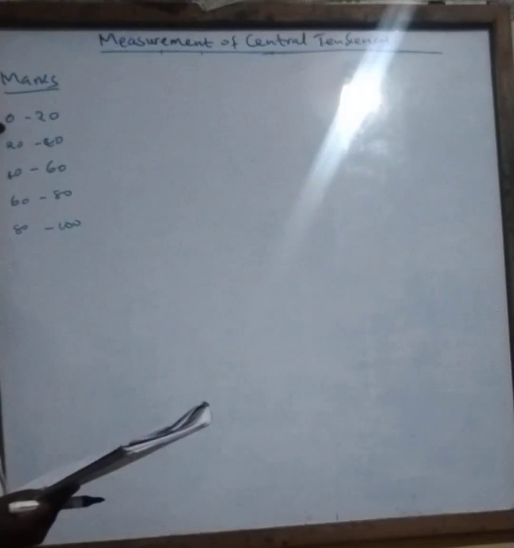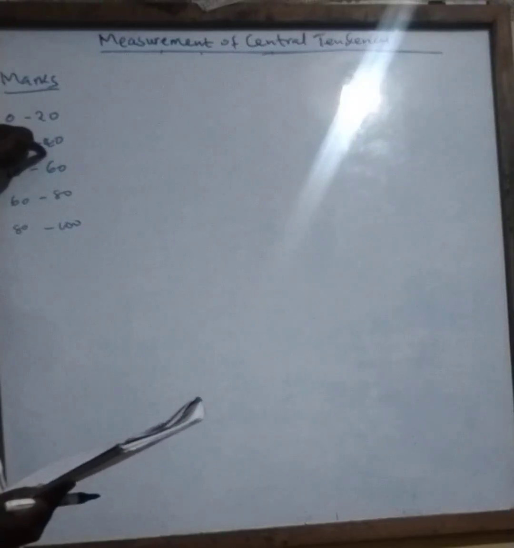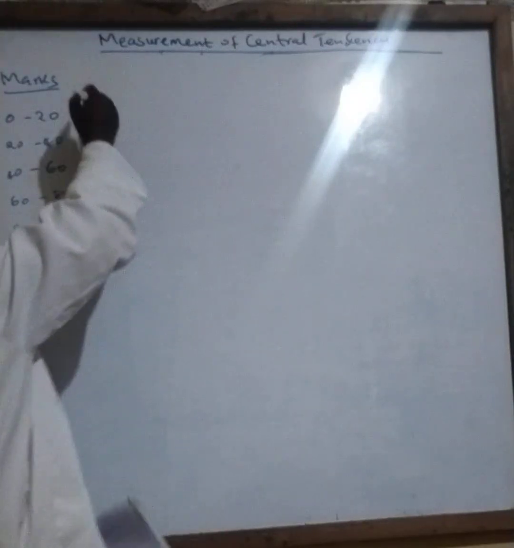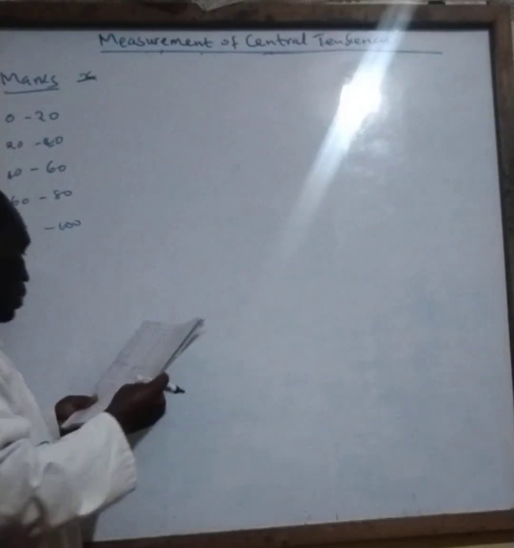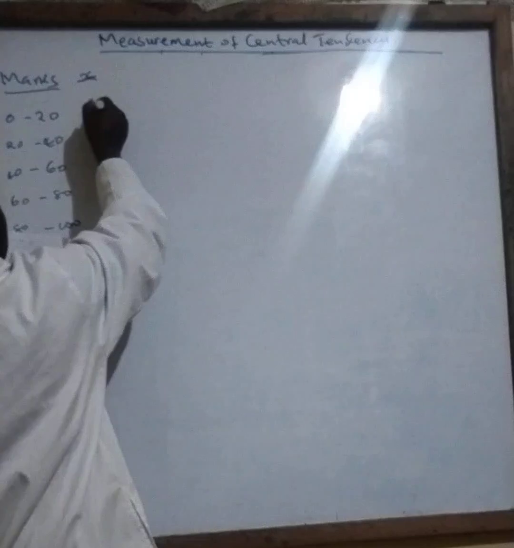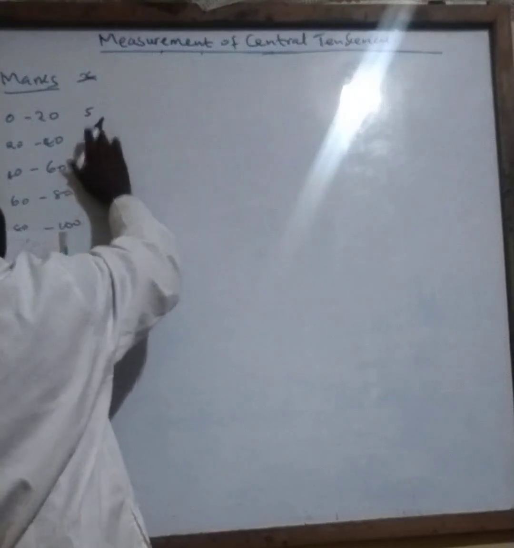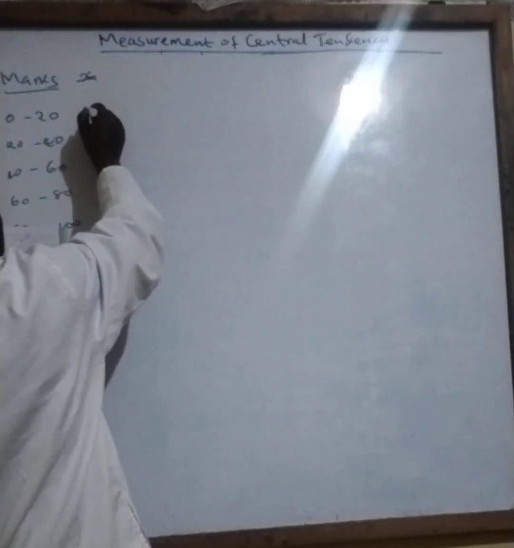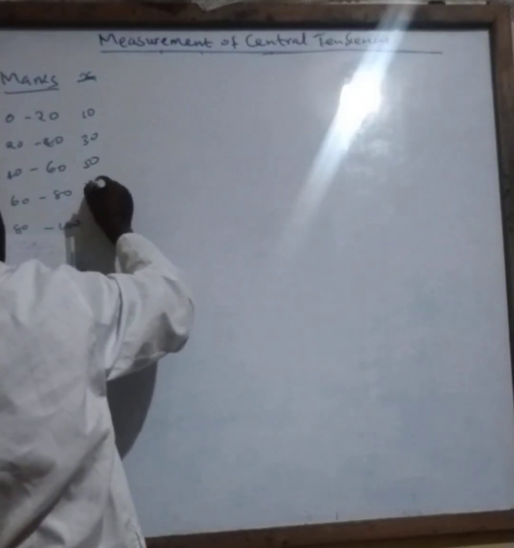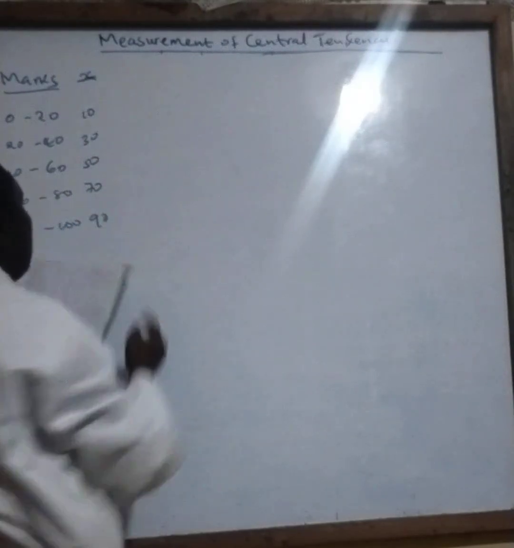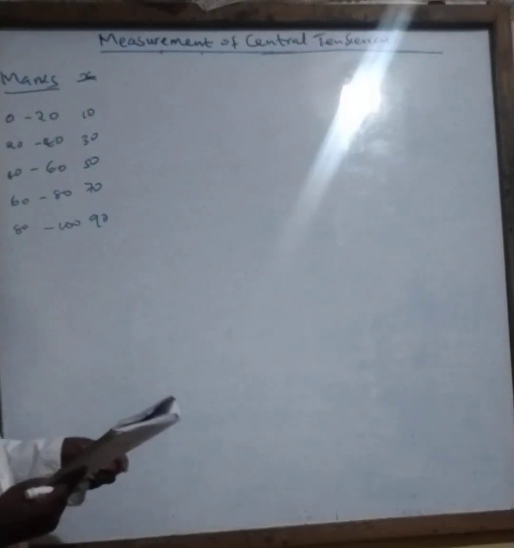So you say 0 plus 20 divided by 2. Then you say 20 plus 40 divided by 2, all up to the end, for you to find the middle number. That middle number is the value of x. So if you work out like that, the answer you get here is, oh, sorry, here is 10, 30, 50, 70, and 90. That is your value of x. That is 180 divided by 2, you get 90. Oh, that is how it has been done.